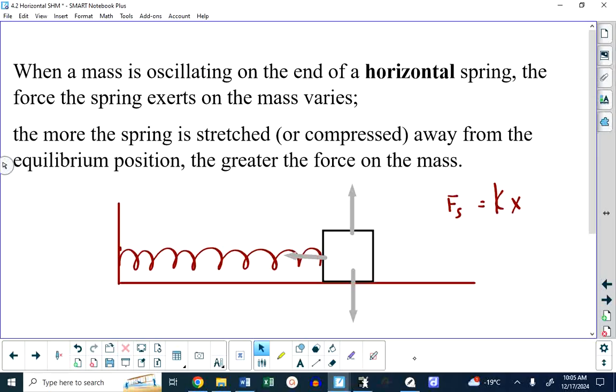And if the force changes, then the net force changes. And if the net force changes, the acceleration is different everywhere. In other words, you cannot use kinematics formulas here. Those kinematics formulas are only good for a constant acceleration. Okay.